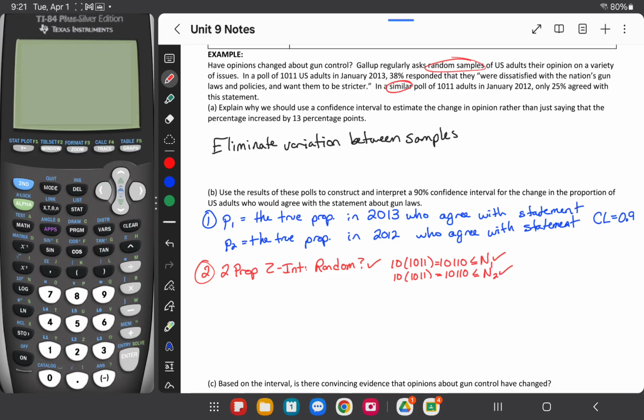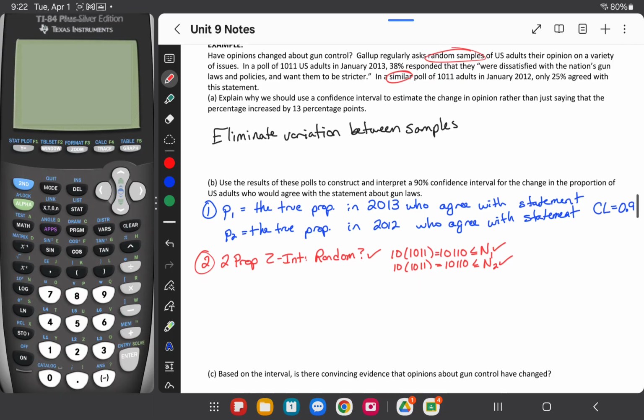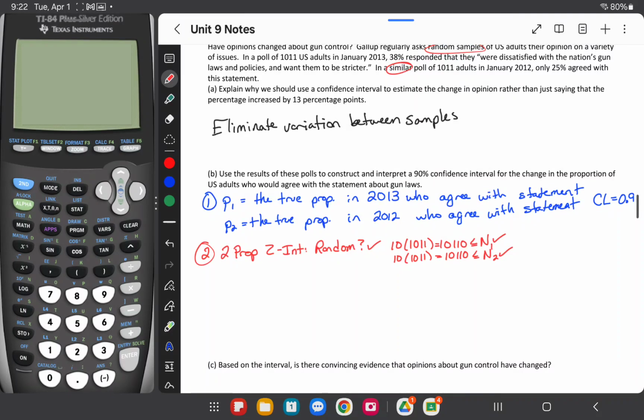We'll call this capital N1, capital N2. That way we know that we are checking that against our samples or our population size for each of those two respective years. And then last but not least, and this is the one that will probably take the longest, is our 10% or our large counts condition.